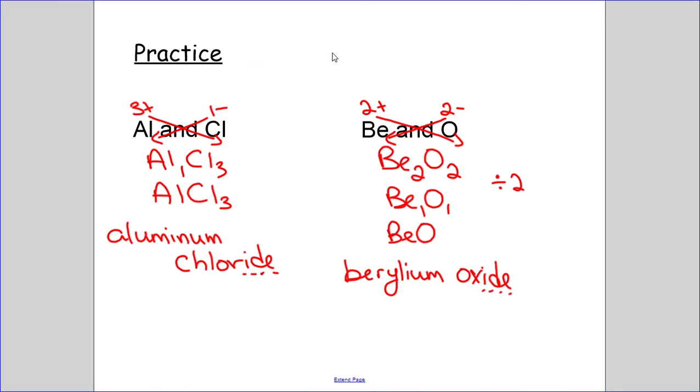Okay, so going through and naming them just for a little bit of extra practice. So we'll come back for the final video, for video 4, and we'll cover transition metals and see what they look like.